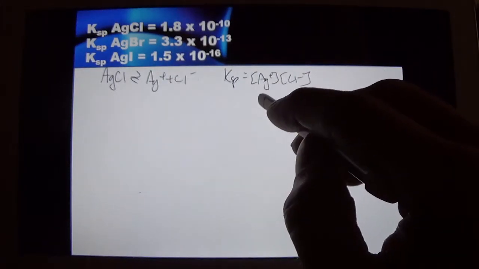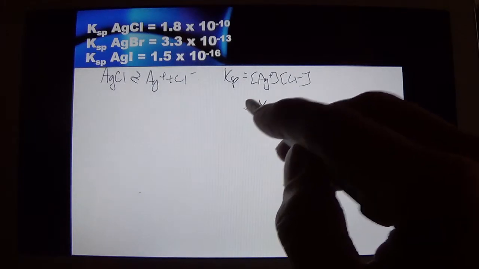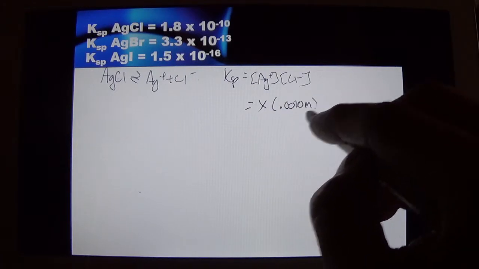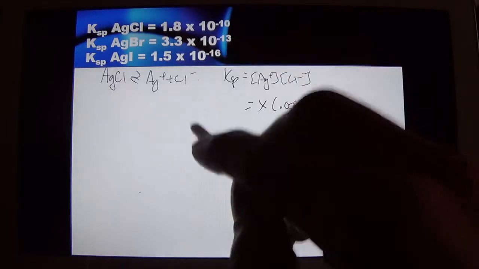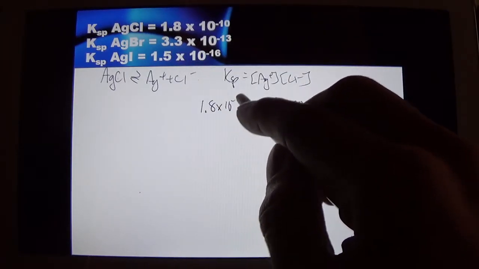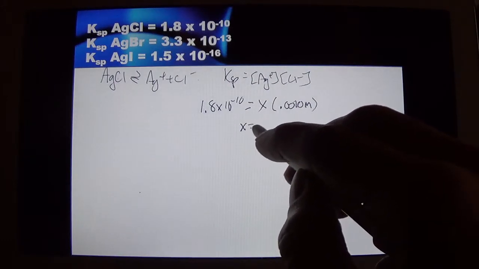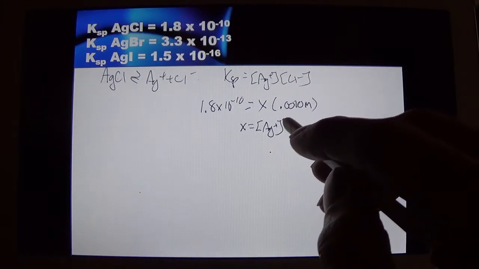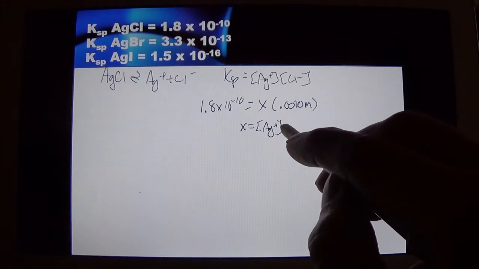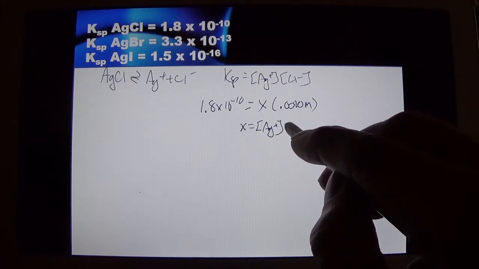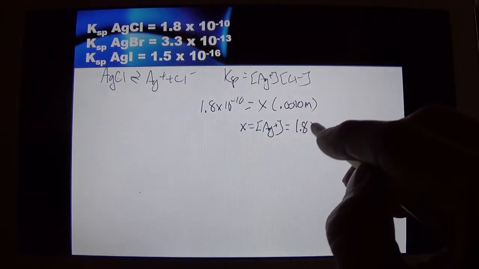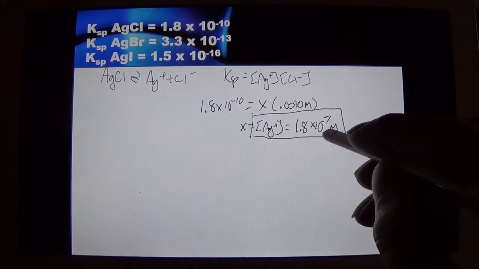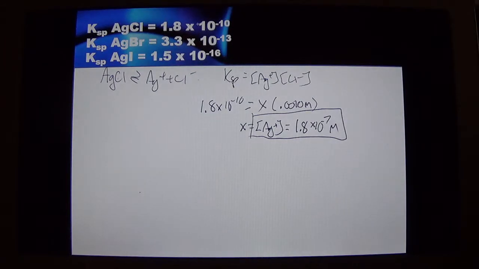What I want to know is, how much silver will that be? Well, the good news is we know all of the other variables. We know our Cl minus is 0.0010 molarity because that's given in the problem. We know our KSP, that's given in the problem, 1.8 times 10 to the negative 10. So X, which is the concentration of silver ion when it starts precipitating, is equal to 1.8 times 10 to the negative 7 molarity. That's how much silver will be in my beaker the moment that AgCl starts to form a solid.